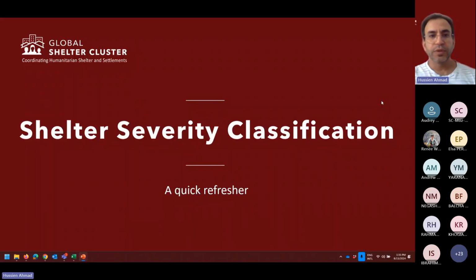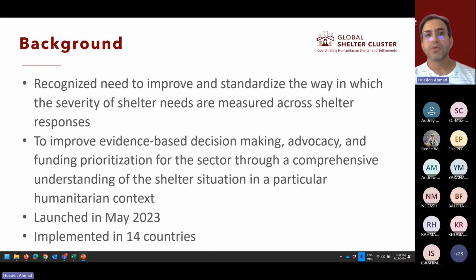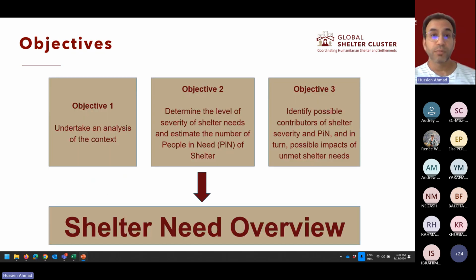So again, a quick refresher. I just put the slides again here from last week on the structure and the background of the SSC. I will not go into details on this. We talked about how the SSC came as a response to a need to improve and standardize the way we do the shelter needs analysis. Launched last year, implemented last year. We are looking forward to more implementations.